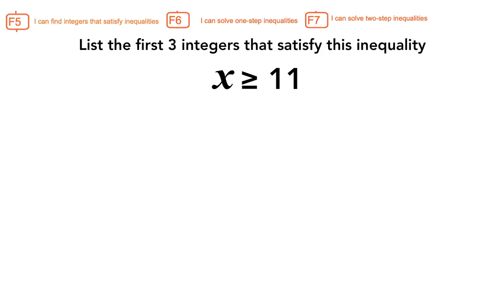How about this inequality? List the first 3 integers that satisfy this inequality. Pause and have a think what the answer might be. The first 3 integers would be 11, 12, and 13, as the inequality is greater than or equal to. Or equal to means we include the value in the list.